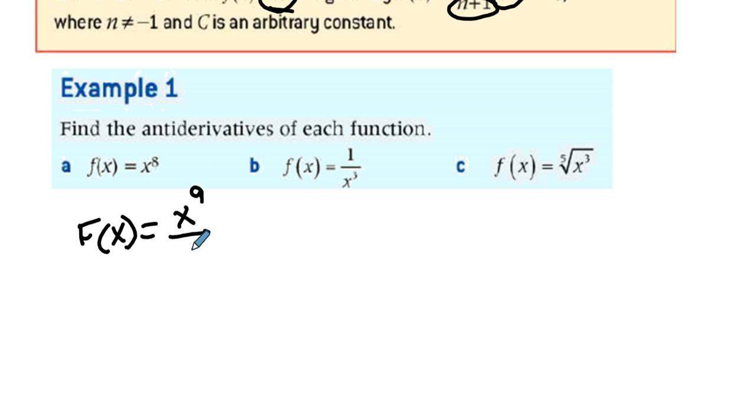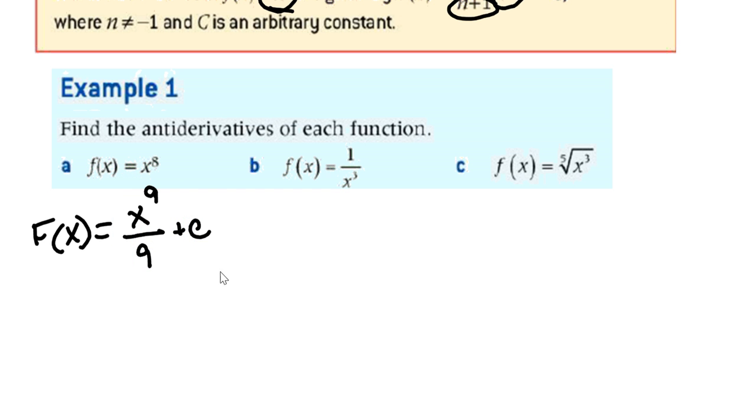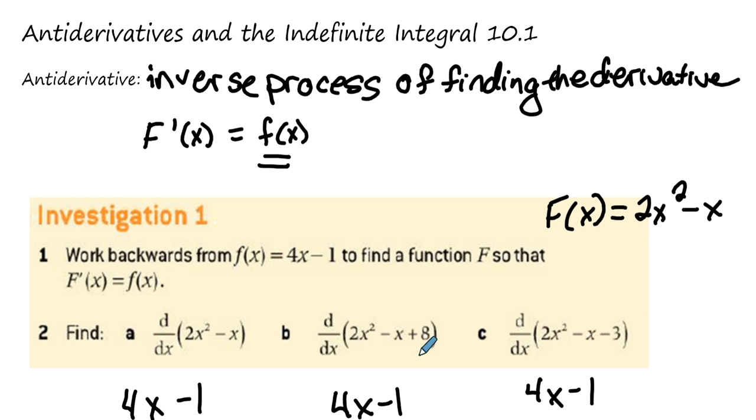So x to the 9th over 9. Make sure you use capital F of x. And then don't forget your constant of integration, plus c. I have a feeling many of you are going to lose that constant of integration. It happens every year. Always beware, whenever you take the antiderivative, always go back and put that plus c, because again, as our first example showed, we had 3 different derivatives that were all the same. So we had to bring in that constant.